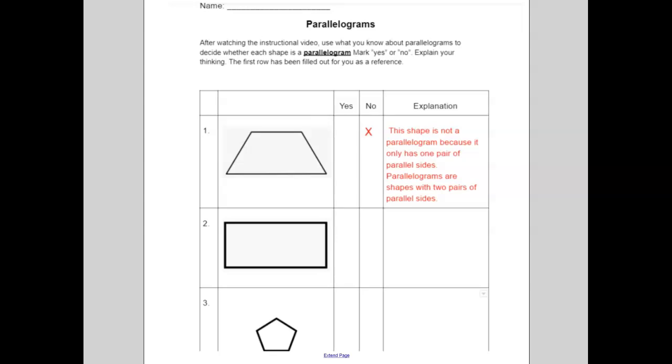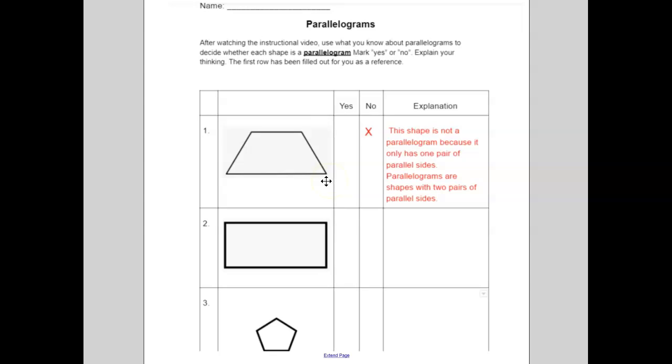Here's your assignment. You're going to look at various shapes, and you're going to decide whether each shape is a parallelogram. Why don't you use your parallelogram resource? Have it out next to you so that you're able to use it to guide your thinking. I completed the first one for you. So this first shape, well, let's see. Is it a quadrilateral? Yes, because it has four sides. Does it have two pairs of parallel sides?